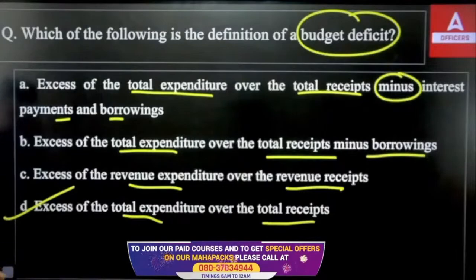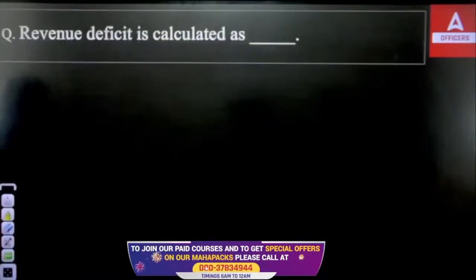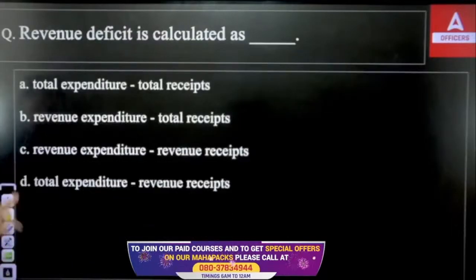The excess of the total expenditure over the total receipts will be the right answer. So the right answer is D. Okay. Next, revenue deficit is calculated as. Revenue deficit is calculated as. So I will tell you, you can answer here.